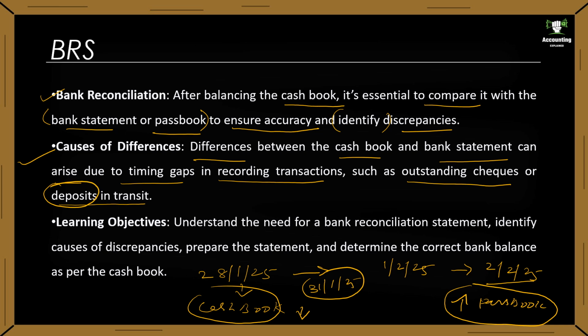Okay, learning objectives. Understand the need for a bank reconciliation statement. Now we know what the need is for preparing the bank reconciliation statement. Identify the cause of discrepancies. Like this, we have to identify the cause. It is deposited on 28th, but the bank has recorded it on 2nd February. Prepare the statement. After identifying the discrepancies, we have to prepare the BRS. Then we have to find out the correct bank balance as per the cash book. This is very important.